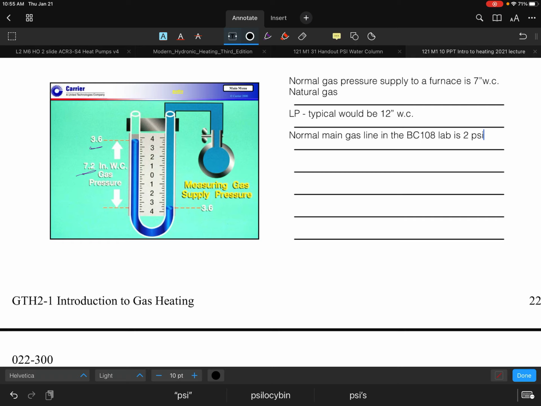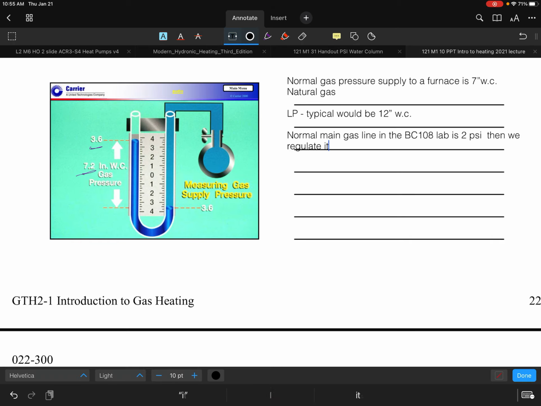Now, we'll have to hit up on a little bit of that. Some of the houses will also be 2 psi. If they run into gas pressure issues, they may have to bump it up. So in those particular cases, that manometer that's shown to the left would not be any good. This manometer on the left side would only be good up to about 8 inches. Anything beyond that, you're really pushing it. So again, you have to be able to pick the right instrument on that. That's what we have to do. So we have a normal main gas supply in the 108 lab at 2 psi. Then we regulate it. We drop it down.